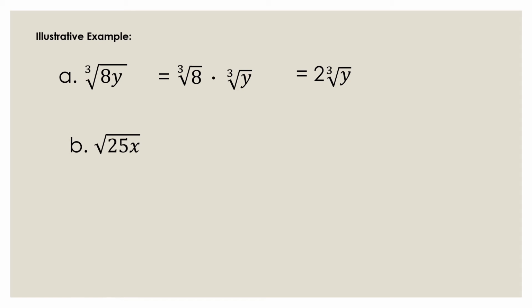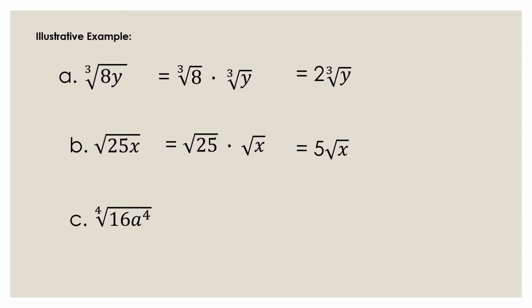Letter B, the square root of 25x. So that is equal to the square root of 25 times the square root of x. And we can still simplify the square root of 25, that is equal to 5. Therefore, the square root of 25x is equal to 5 square root of x.